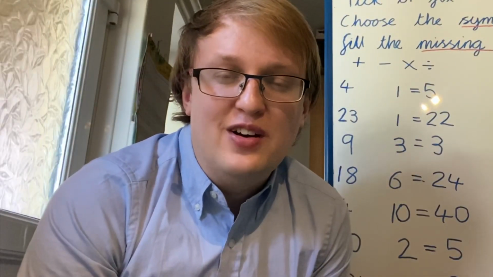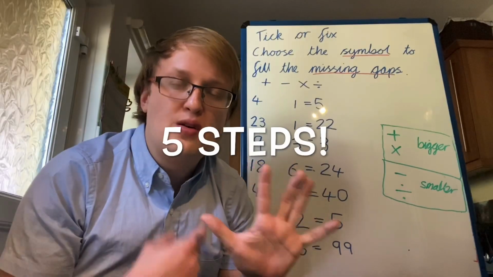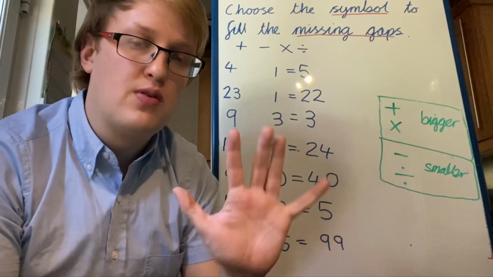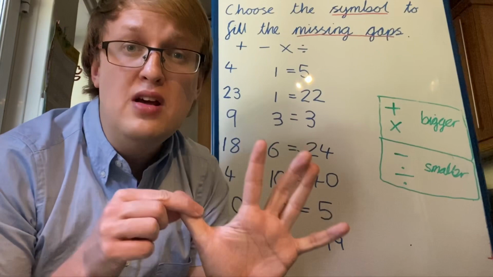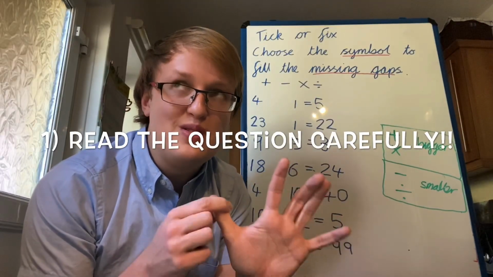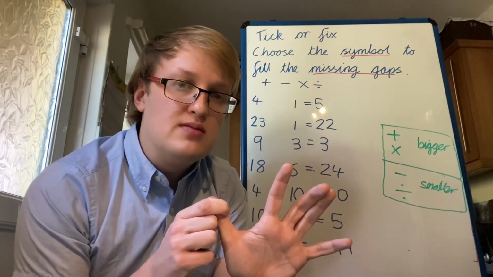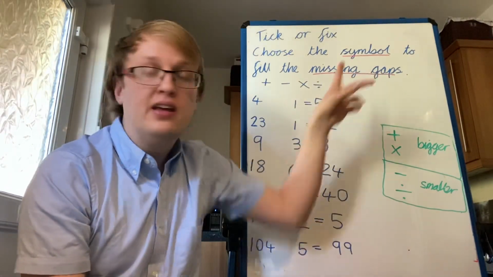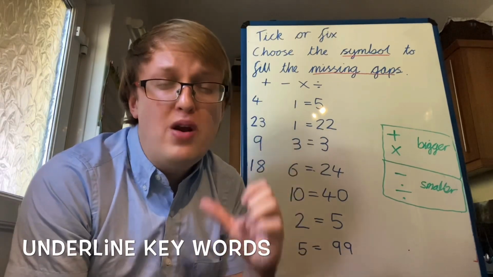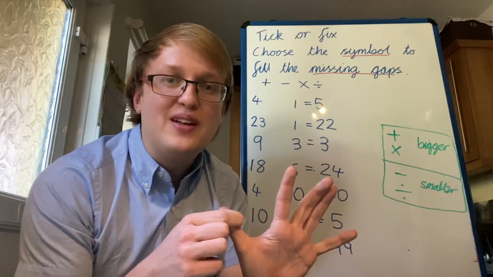Brilliant. How did you get on? Are you feeling confident? So we're going to use 5 steps to solve these types of problems. Step 1 is always going to be read the question really carefully, and that's the same for all of the reasoning questions. What you might want to do is underline any key words that will help you solve those problems and help you understand what it is you have to do.